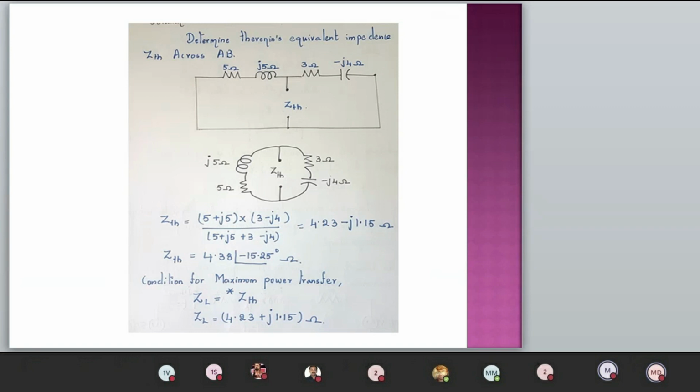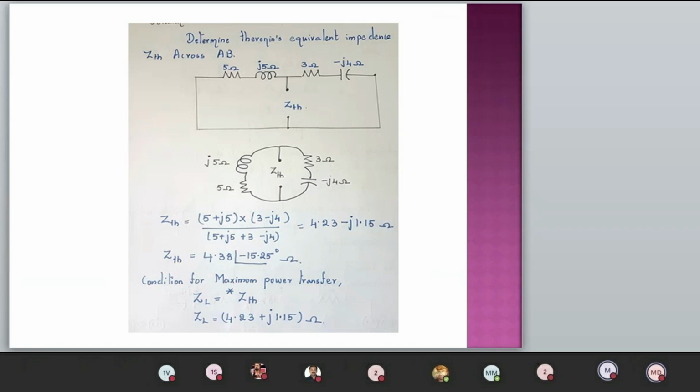Are you able to understand? So clearly understand the circuit. Modifying and developing the circuit is very, very important. Okay. So 5 plus J5 and 3 minus J4 are not connected in series. Both of them are connected in parallel. Okay. So the equivalent impedance is 4.23 minus J1.15.